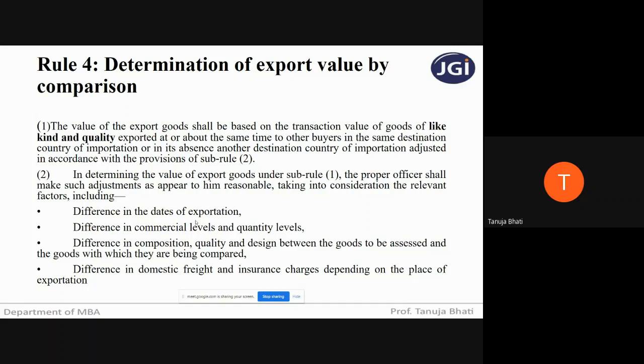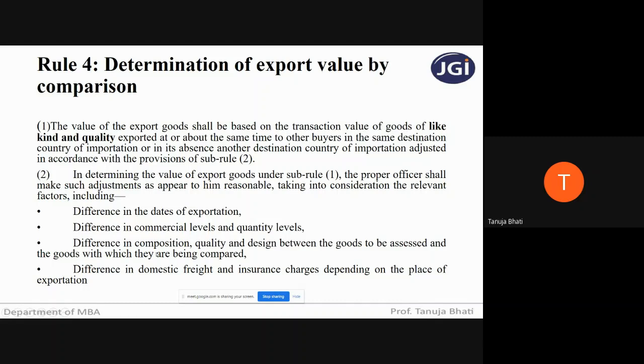He will see whether the commercial level and quantity levels are the same. You cannot compare, suppose, 500 grams of goods with 1 kg of goods. So the quantity levels also have to be the same, because if the quantity is the same, the value will be the same. If more or less quantity, the value will differ. So when the proper officer wants to accept or reject the value, he will consider these factors.